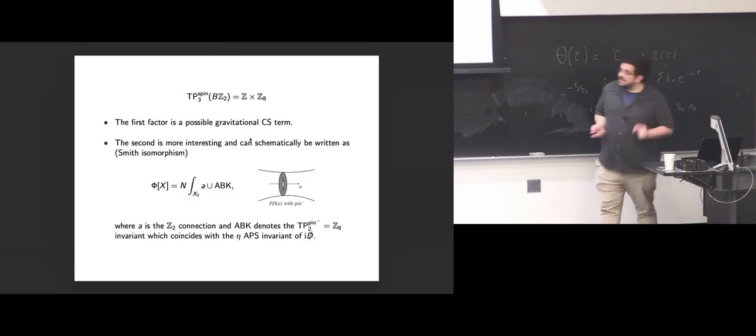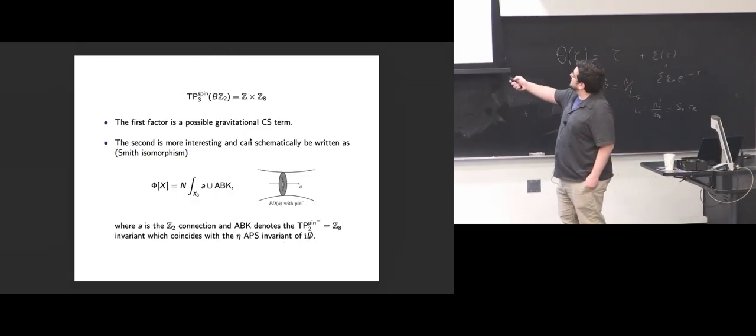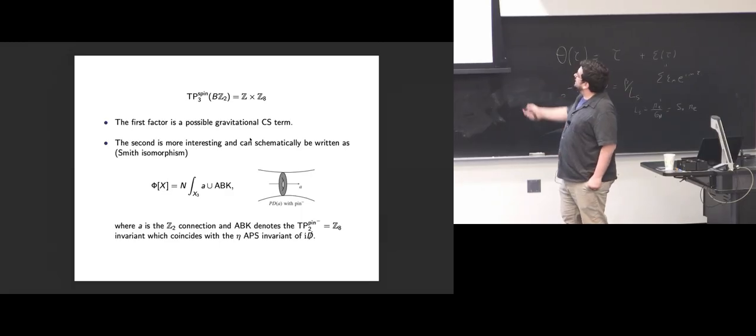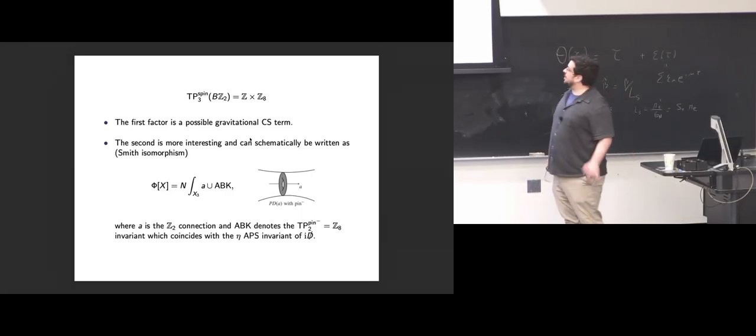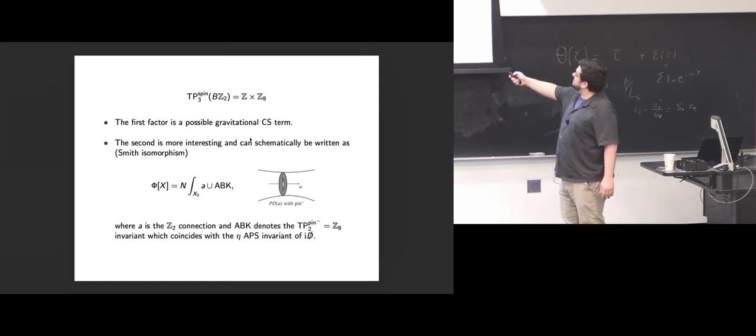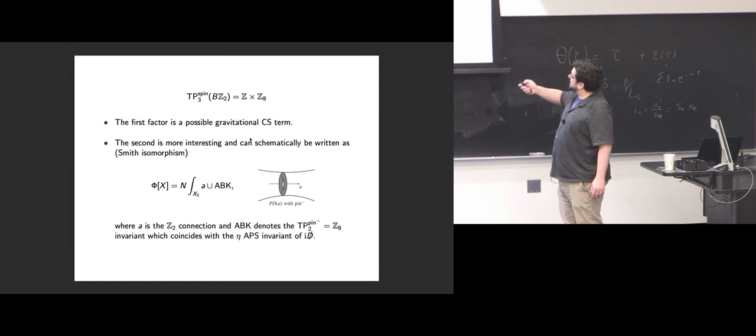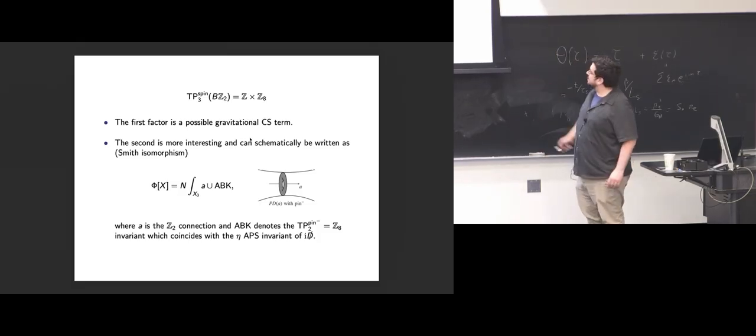Okay. Now, these non-trivial topological field theories are classified by Z times Z8. The first factor is just the same gravitational anomaly that appeared before, so I won't study that. And the second Z8 is a non-trivial one that is more interesting, and the partition function can be written in this way. Let me just say roughly from this picture how it works.